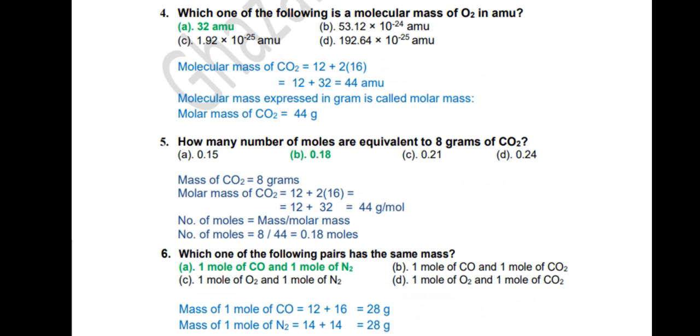1 mole of carbon dioxide and carbon monoxide: you know that the mass of carbon monoxide is 28, but carbon dioxide is 44, that is not equal. O2 and N2, that is 32 and 28, that is not equal. O2 and CO2, definitely 32 and 44. So option A should be correct because carbon monoxide and nitrogen have the same mass, that is equal to 28 gram.